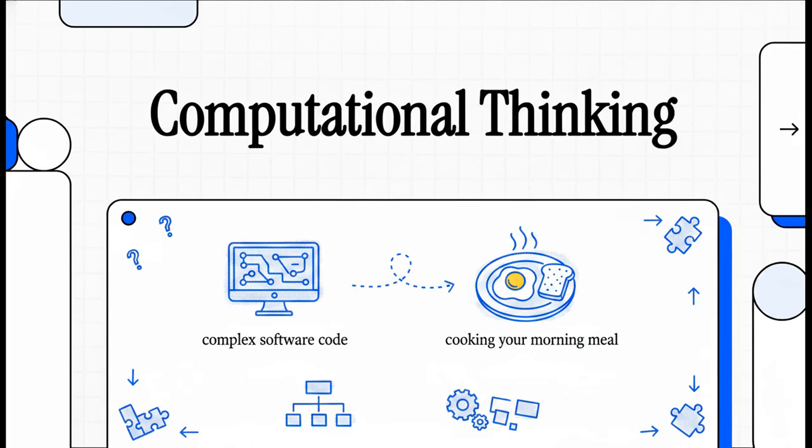Welcome to the Explainer. So, today we're going to demystify something that sounds, well, incredibly complex, but is actually a fundamental part of our everyday lives. We're talking about computational thinking. I'm going to show you how the exact same mental models apply to everything from writing complex software code all the way down to simply cooking your morning meal. All right, let's just dive right into it.